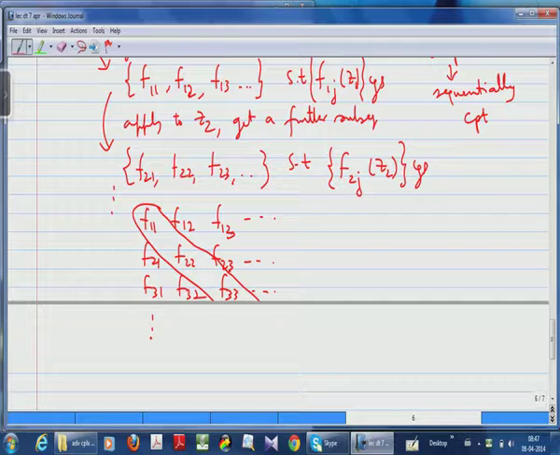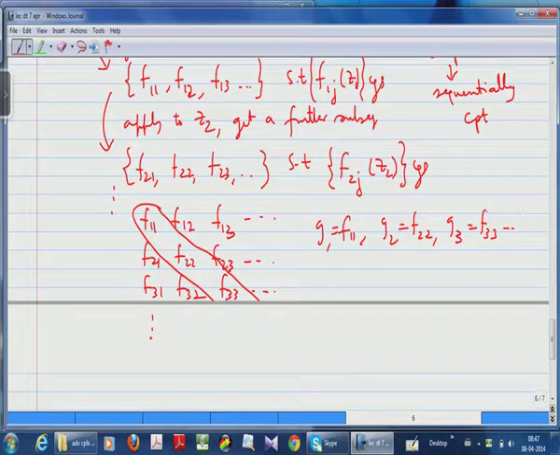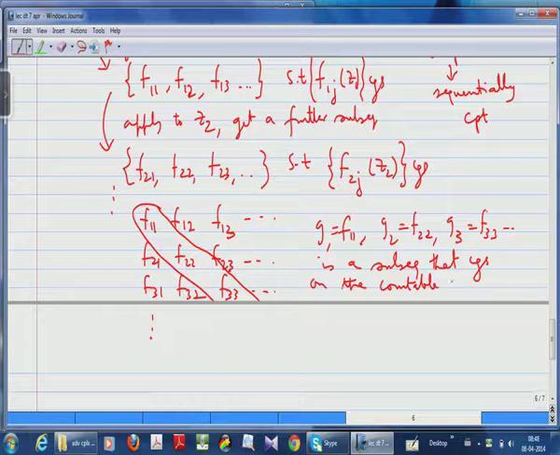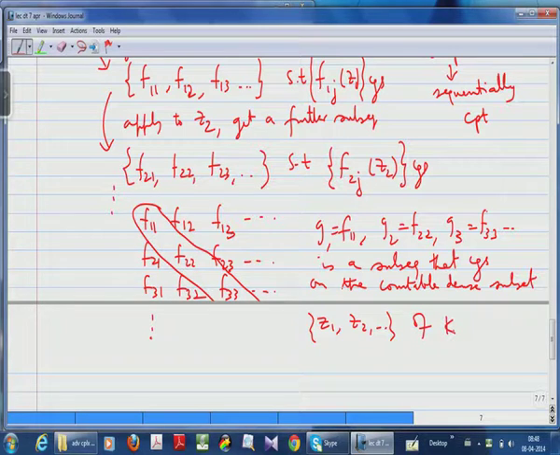Okay, then what is the advantage of this diagonal subsequence? This diagonal subsequence will give you a sequence which will converge at all points of this dense subset, this countable dense subset of K. Okay, so G1 is equal to f11, G2 equal to f22, G3 equal to f33 and so on, is a subsequence that converges on the countable dense subset Z1, Z2 of K.